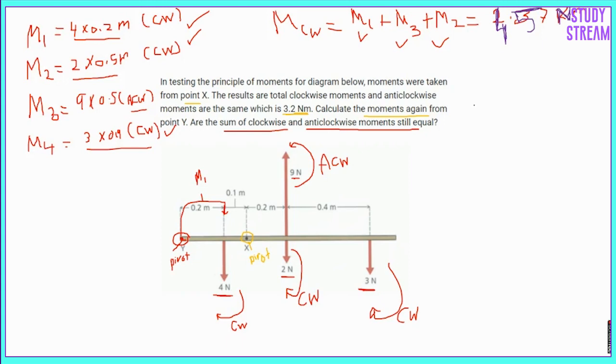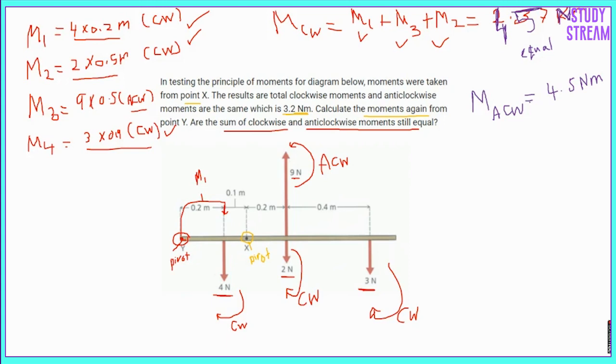And then if you take the moment anti-clockwise, it's gonna be the same, right? Because 9 multiplied by 0.5 should give you also 4.5. Right? They are equal, yes. So you can say that the beam is balanced, and when you sum, you get the same value for clockwise and anti-clockwise.